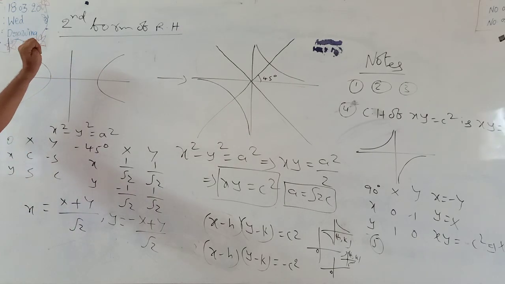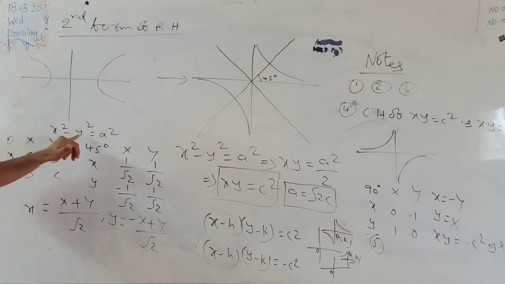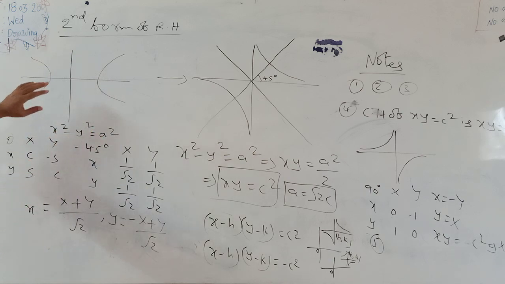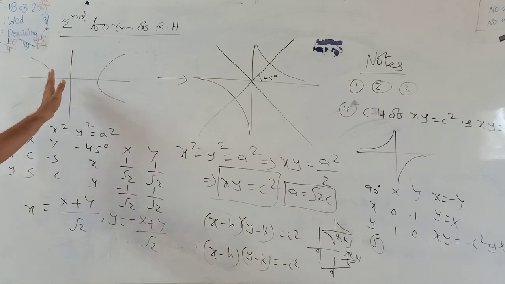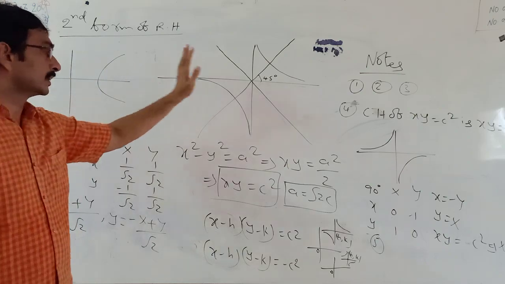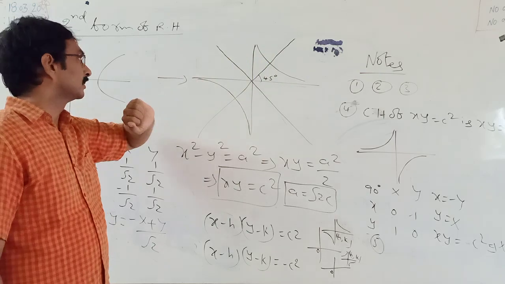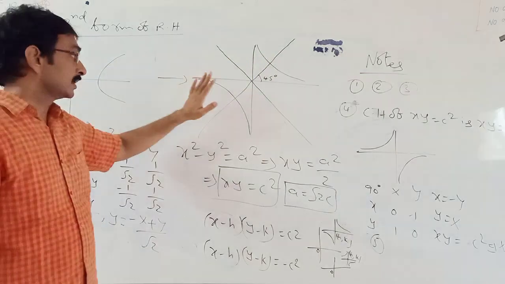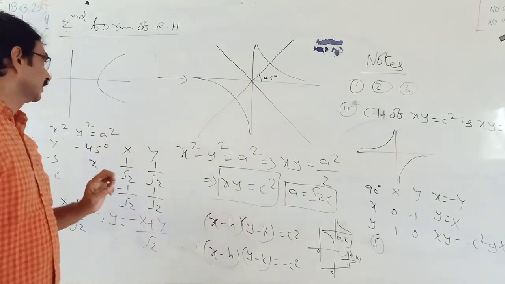Second form of rectangular hyperbola. The first form of rectangular hyperbola is x square minus y square equal to a square. If we rotate this hyperbola through an angle 45 degrees in anti-clockwise direction, then this one becomes this one. This is called the second form of rectangular hyperbola. See the equation of the second form of rectangular hyperbola.